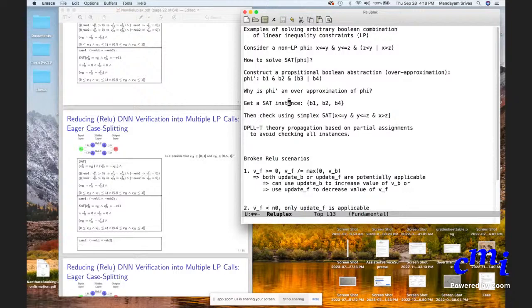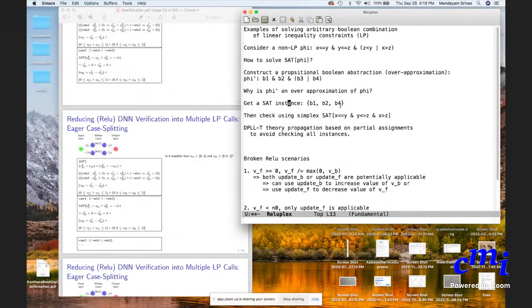Therefore, one way to do it is to get this abstraction. I call this the Boolean abstraction, because I'm replacing the inequalities with Boolean variables. You solve this, and it can be solved using DPLL, because this is a purely propositional thing. Now, get a satisfying instance of phi prime. For example, B1, B2, B4 is a satisfying instance.